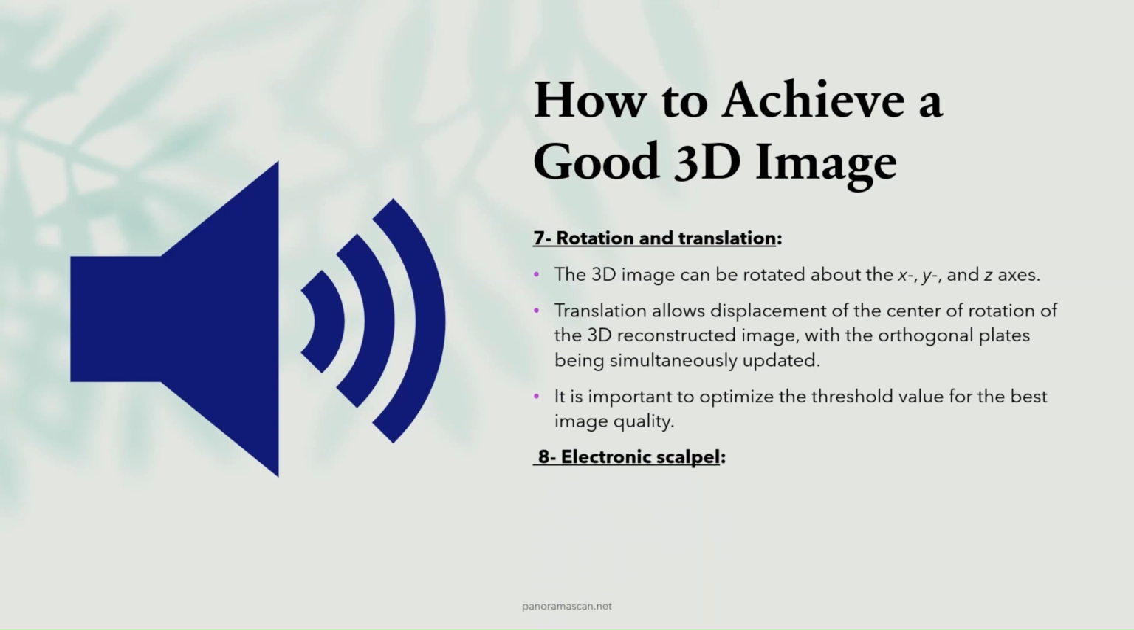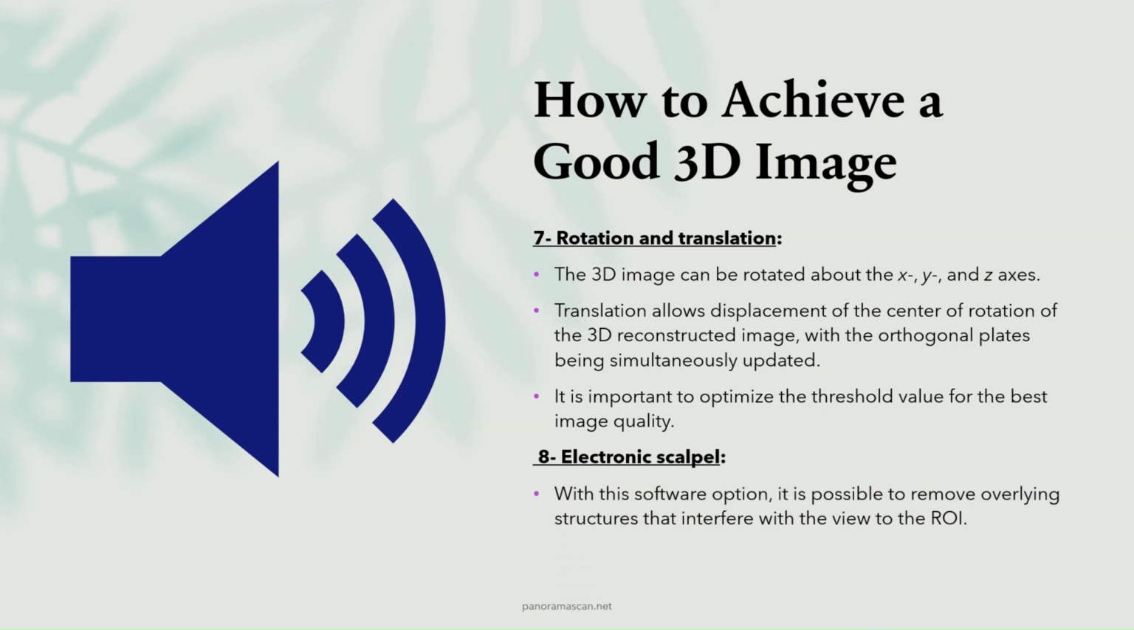Sometimes overlying structures, such as the umbilical cord, placenta, or fetal limbs, can obscure the region of interest in the 3D image. This can make it difficult to accurately assess the target anatomy. The electronic scalpel software option provides a solution for this issue. With the electronic scalpel, the operator can remove overlying structures that interfere with the view of the ROI. This is particularly useful when certain structures, such as the placenta or other fetal parts, block access to the target organ. By removing these obstructions, the operator can focus solely on the region of interest, improving the clarity and diagnostic value of the 3D image.